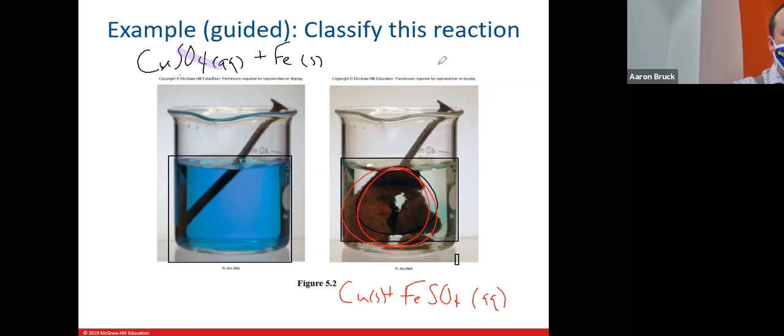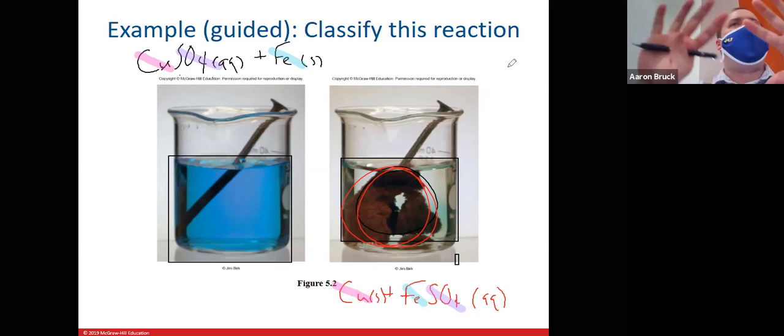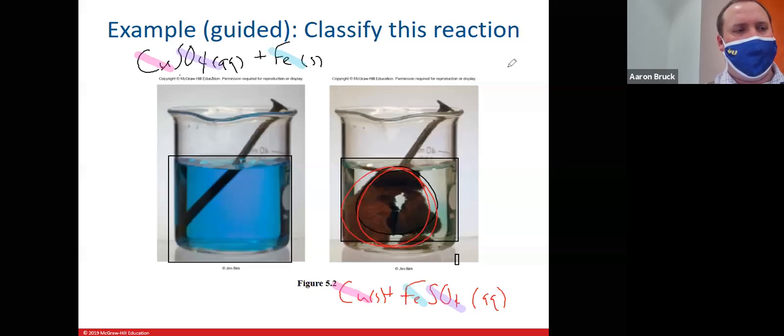I have sulfate here and here. I have copper here and here. I've got iron here and here. So from that, I can see that I've got a replacement reaction here, because all that's happened is I've got the same components, copper, sulfate, and iron. They've just rearranged themselves. Now, is it single or is it double?